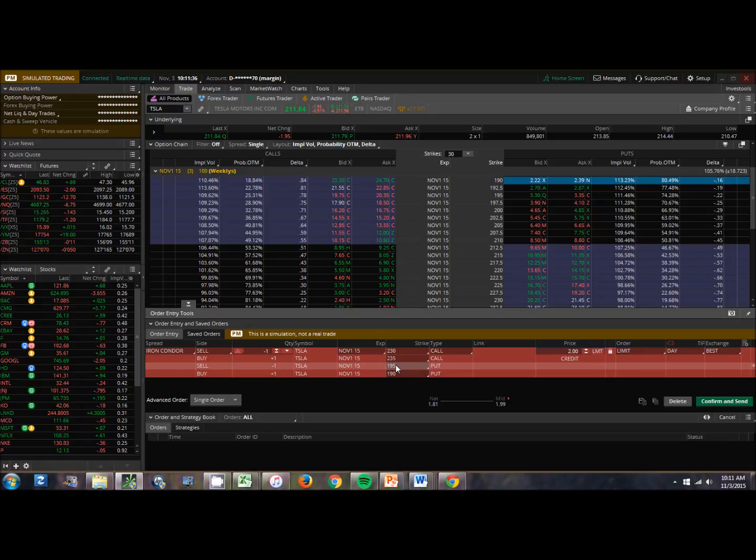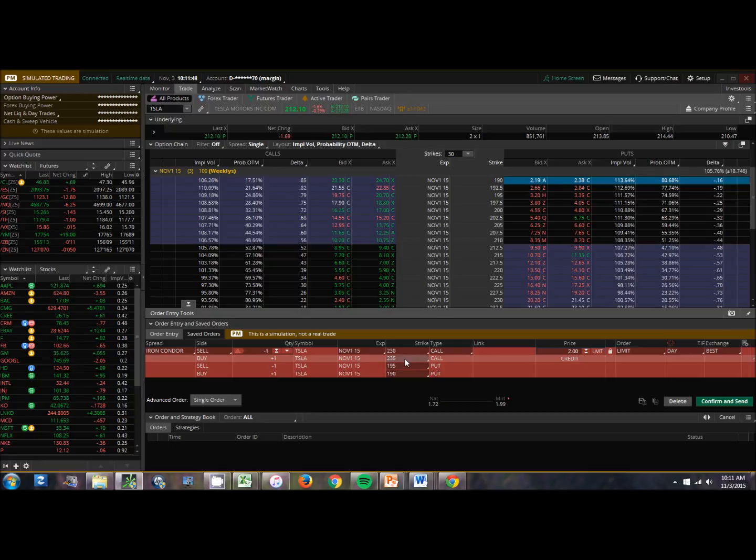So if one of them does get challenged, then your worst case scenario is Tesla blows through your break-even and then blows through the long strike on one of your sides, either your long call or your long put. And so the most you can lose is going to be the difference in your strikes. So it'll be 5 points on either side. Right, you have a 5 point wide call spread and a 5 point wide put spread. So the most you can lose is the difference in your strikes minus the credit that you received.